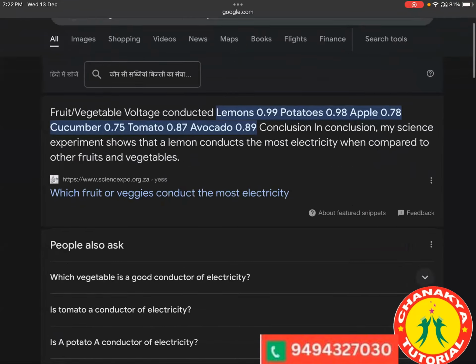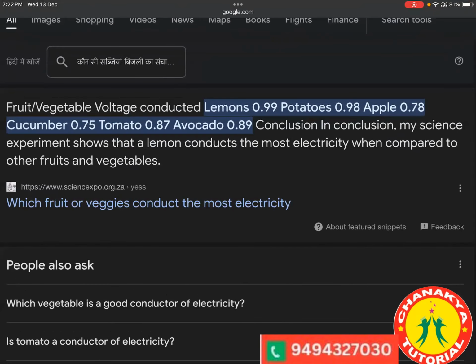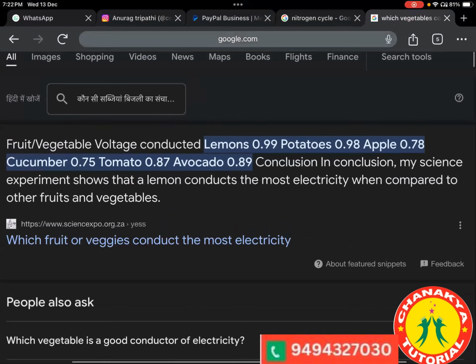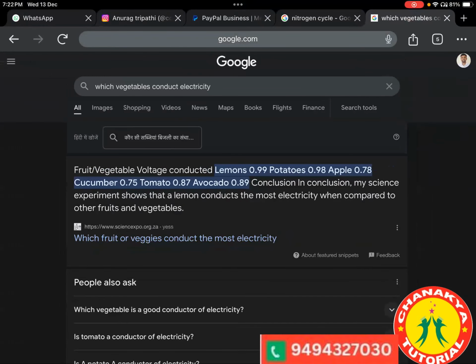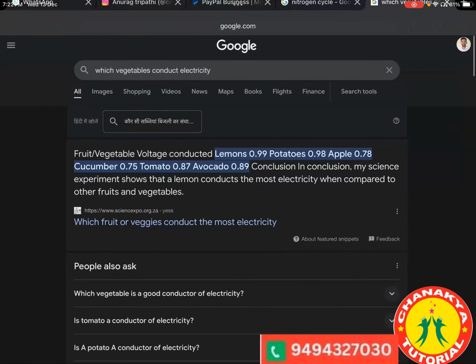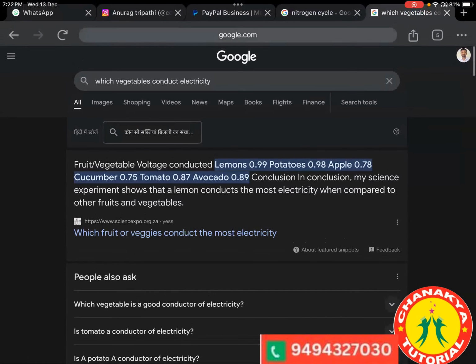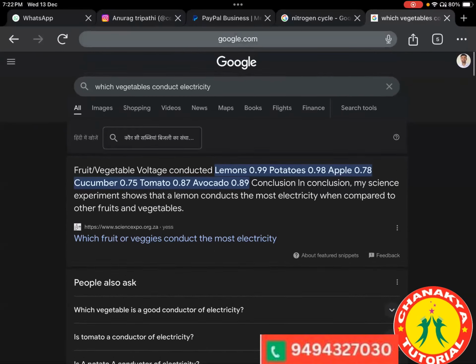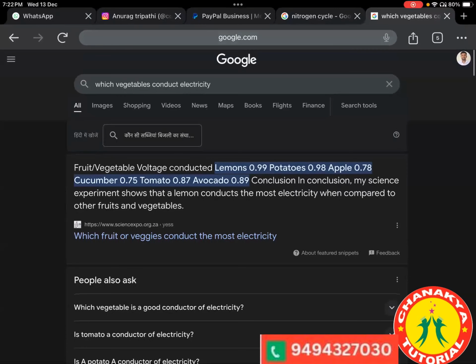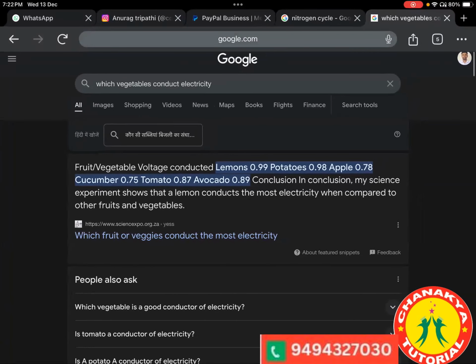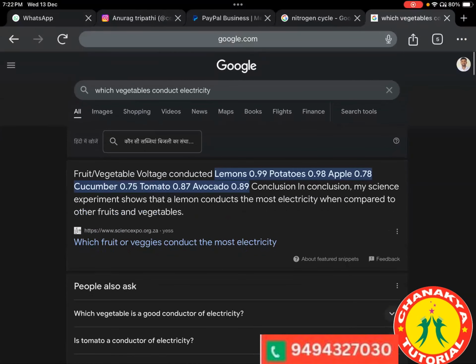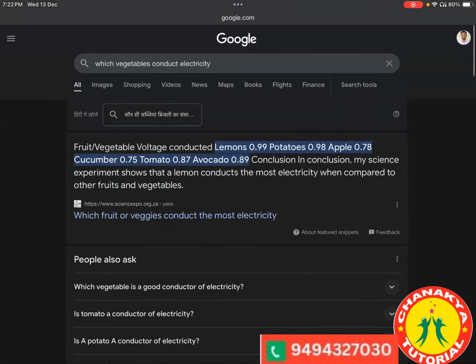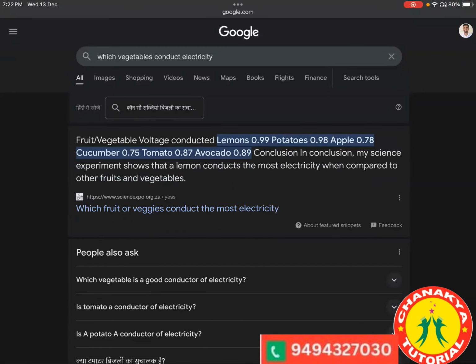Yes, potato is conducting. Fruit vegetable voltage conducted. Lemon 0.99, potato 0.98, apple 0.78, cucumber 0.75, tomato 0.87, avocado 0.989. So according to these experiments, the lemon conducts the most electricity when compared to other fruits and vegetables. So here, according to the experiments, potato conducts. Okay, so it conducts electricity.